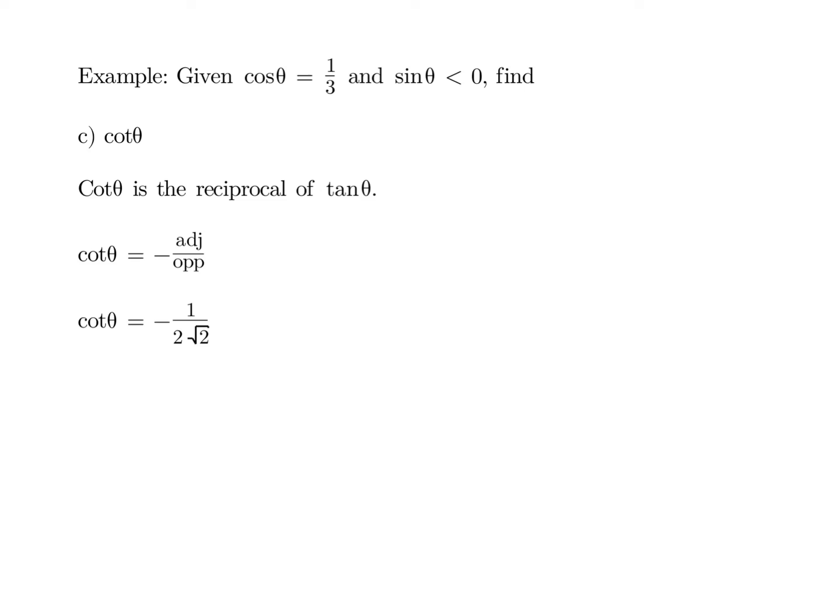With cot theta, it needs to be kept in mind with tan theta. And tan theta in that quadrant was negative, so is cot theta. And we've already done tan theta, that was part A. So tan theta was equal to opposite over adjacent with a negative. So cot theta is negative adjacent over opposite, which is negative 1 over 2√2.